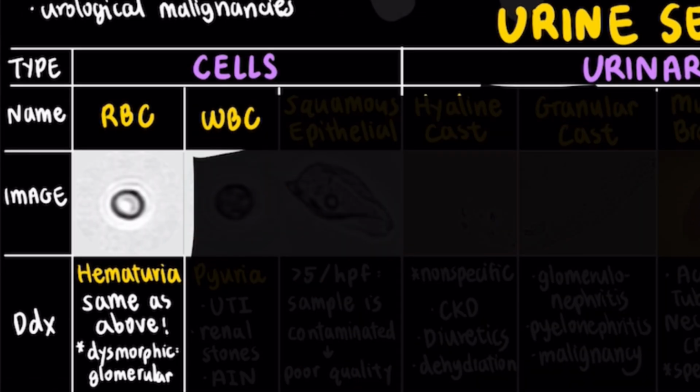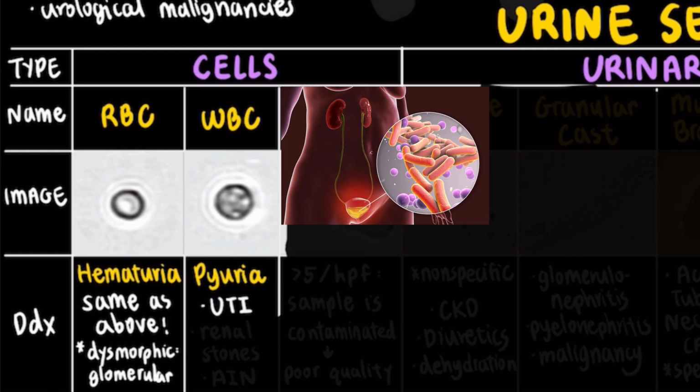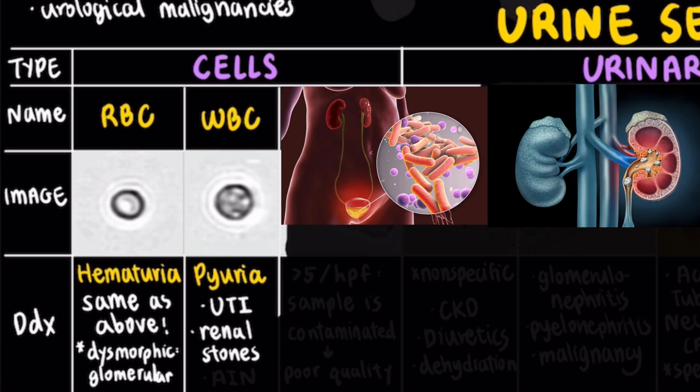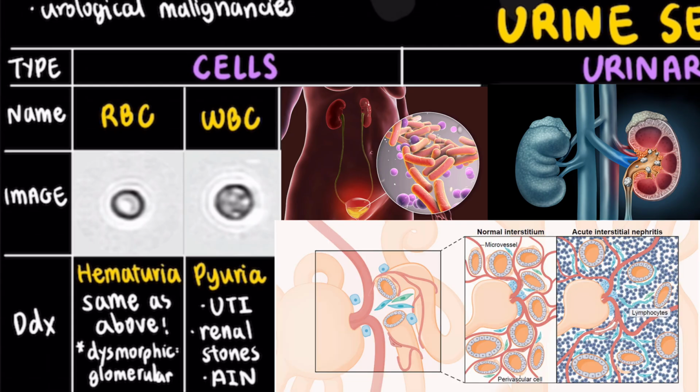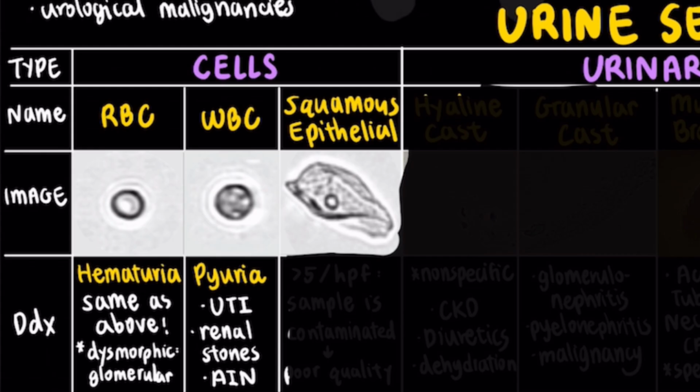Next, white blood cells or WBCs. White blood cells in the urine means pyuria, and that's most commonly due to a urinary tract infection. But it can also show up in renal stones, where the lining gets irritated, or in acute interstitial nephritis, a hypersensitivity reaction often triggered by medications. Then we have squamous epithelial cells. These are flat irregular cells from the skin or outer urethra.